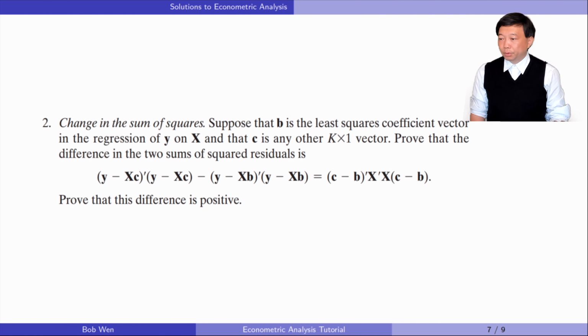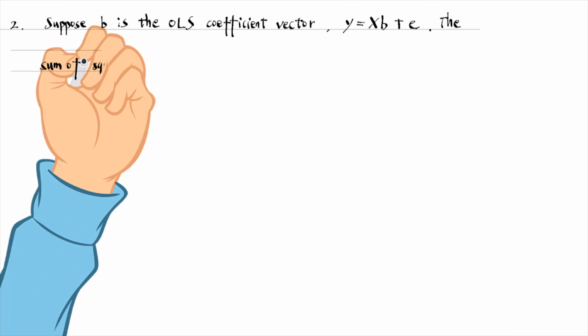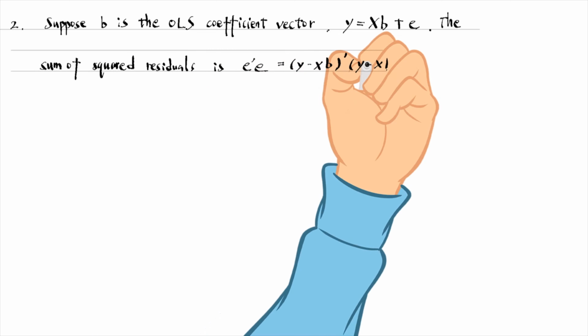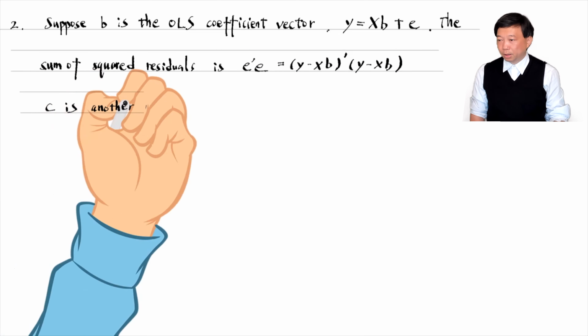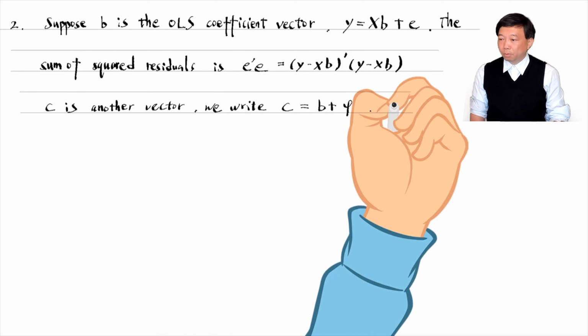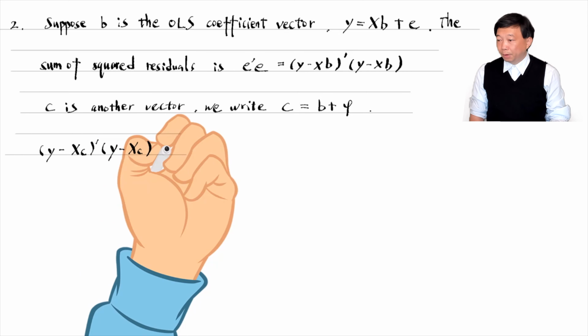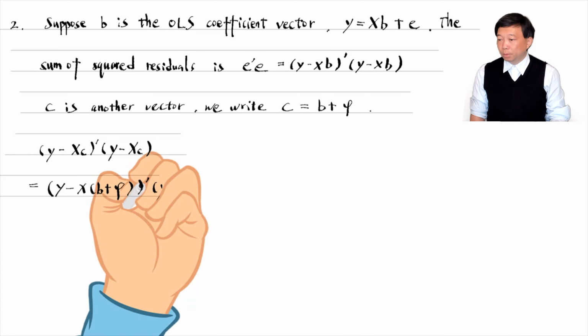So the difference in the two sums of squared residuals in this exercise should be positive. This is the logical reasoning. We can also show it using algebra. If we have another vector c, we can write the vector c equals the vector b plus a vector psi. Replacing c with b plus psi, we can write the first sum of squared residuals into 4 terms.